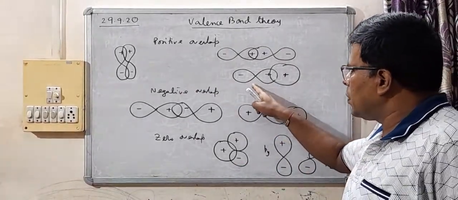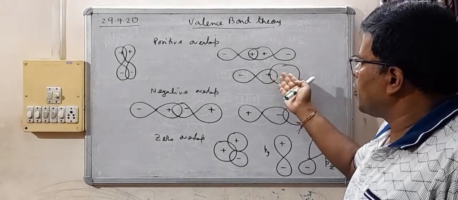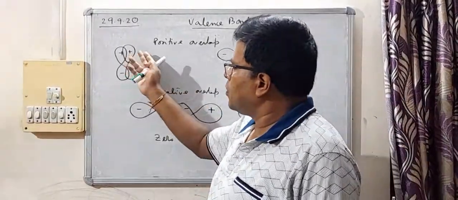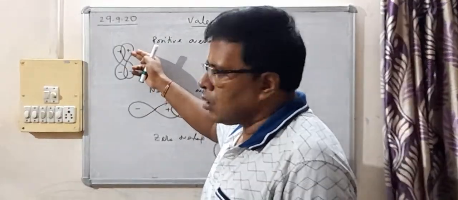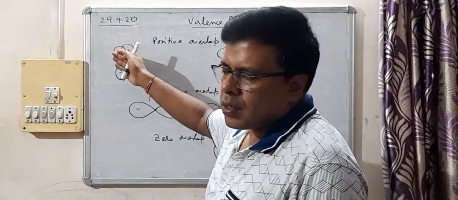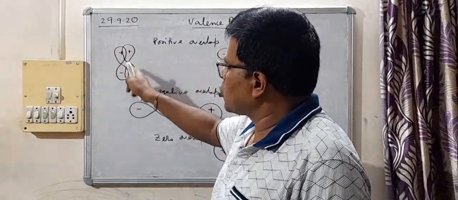Here you see a p orbital is overlapping with an s orbital. This is also positive overlap. You see here a p orbital, say this is pz, overlapping with another pz. It is also a case of positive overlap.